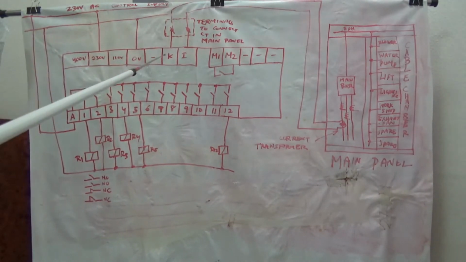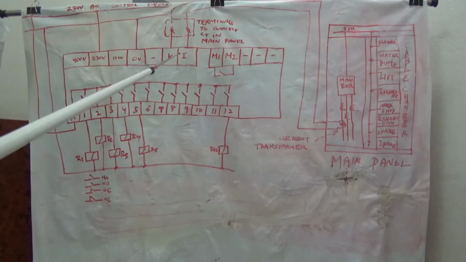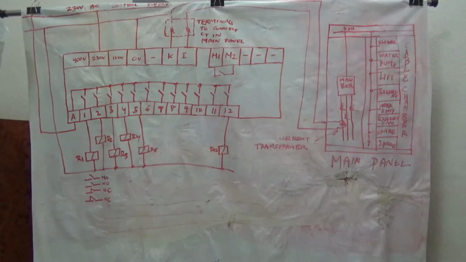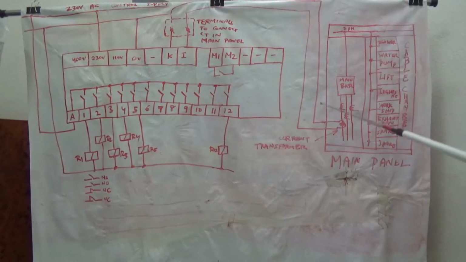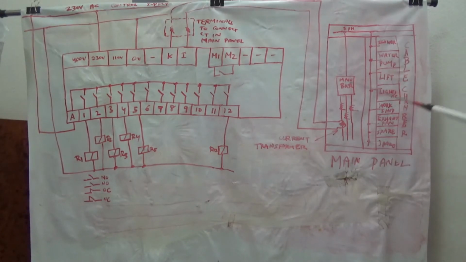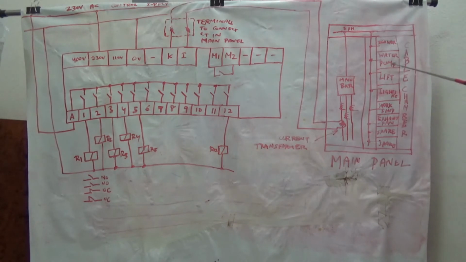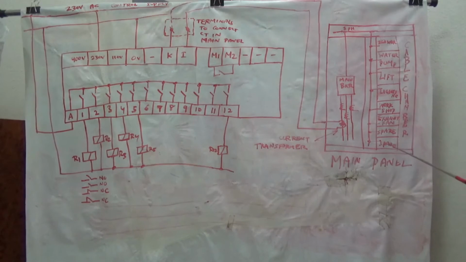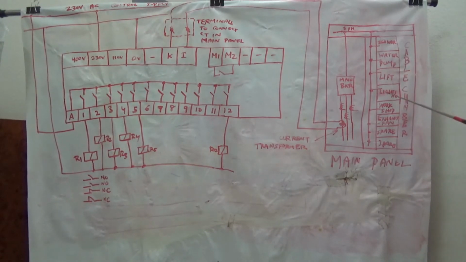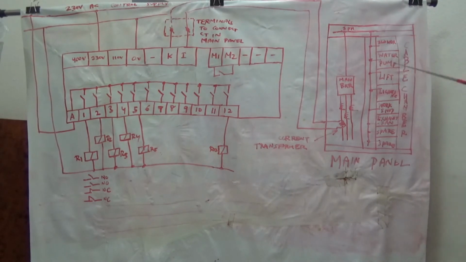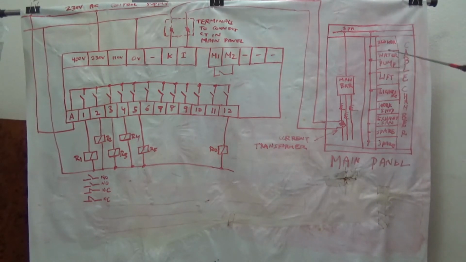Then there are 2 points, K and I. This is crucial because these 2 points receive the signal from the main panel, the main system. Main system means, suppose this is your main panel. It is feeding the blower, water pump, lift, lighting, workshop, exhaust fan, all the loads. Some loads, like the blower and water pump, are inductive loads.